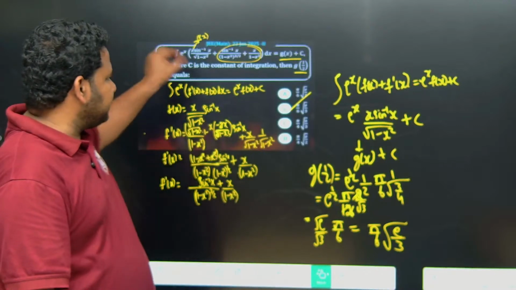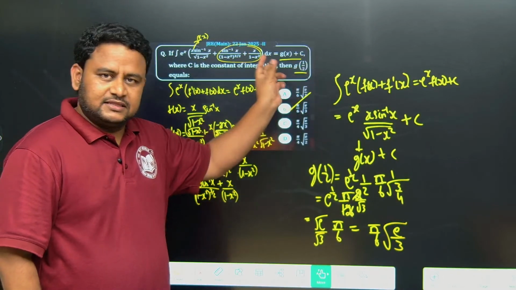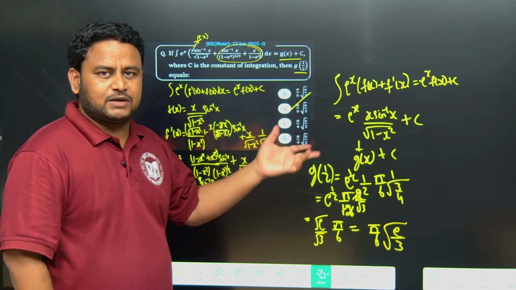So initially when you observe, directly you can write e power x into f of x plus c. Then whatever you get as f of x is itself the g of x, and then directly you can put g of 1 by 2.